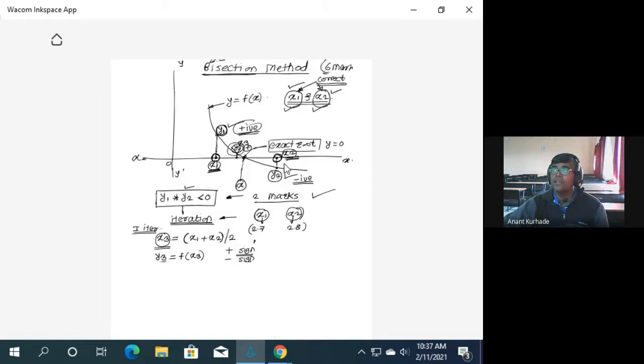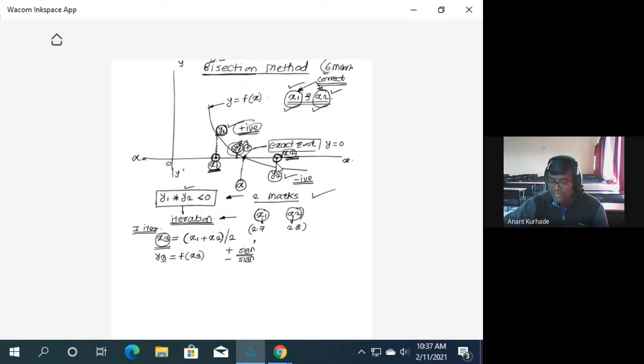Now next. For the first iteration, we have a new value of x3. Let's consider x3 is here. Find out y3. Now check the sign of y3 with y1 and y3 with y2. What is the requirement? Both should have opposite signs, but in this case y1 is plus, y3 is plus. So we can't say the root lies between x1 and x3. Check the sign of y3 with y2. So y2 is negative here, y3 is positive, so both have opposite signs. So in this case we can say the root lies between x3 and x2.